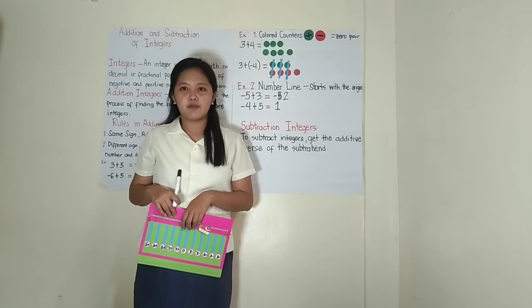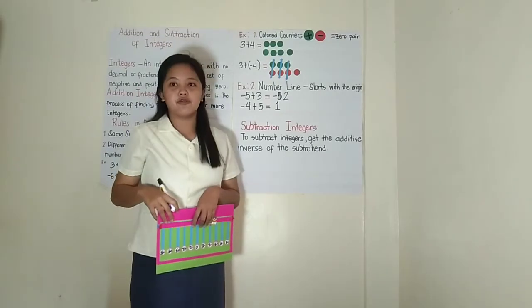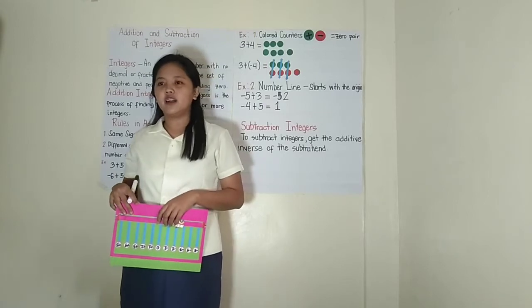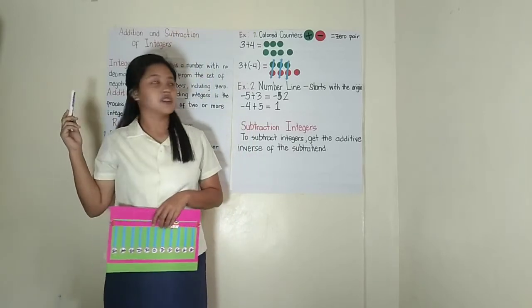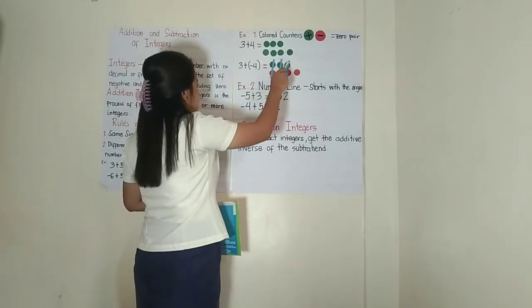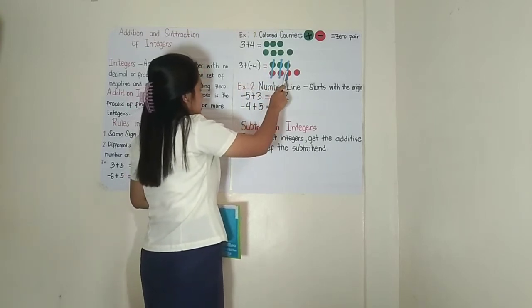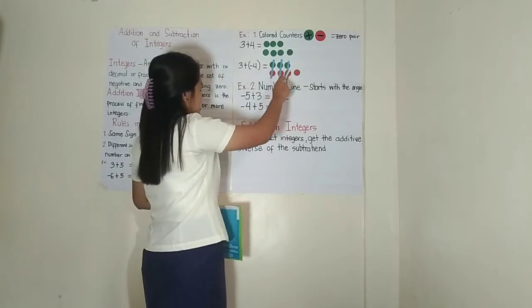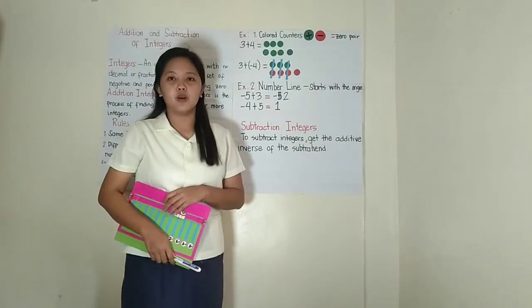For our next example is 3 plus the quantity of negative 4. Do you know what the answer? Okay, we have a positive 3, so the color we need is green. We have 3 positive color, 1, 2, 3. And we have 4 negative color, 1, 2, 3, 4. Cancel this one, this, and this. So the answer is color red. That's why it's a negative 1.